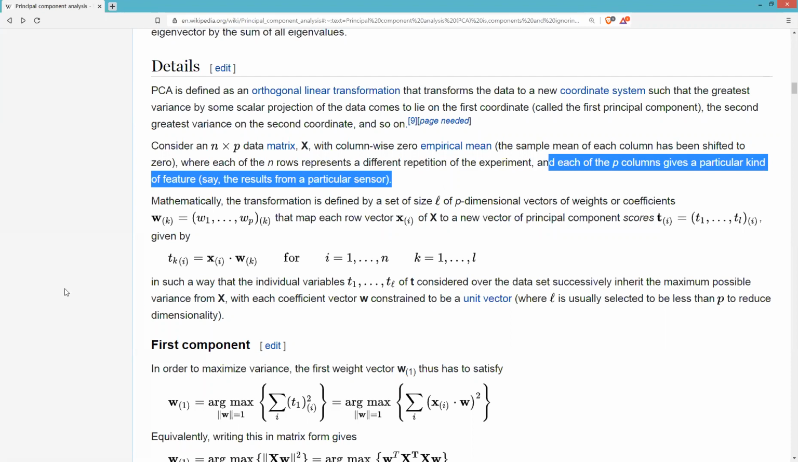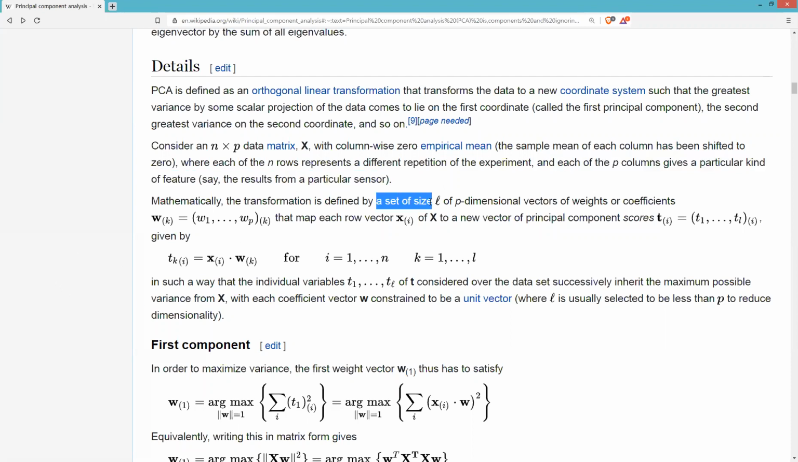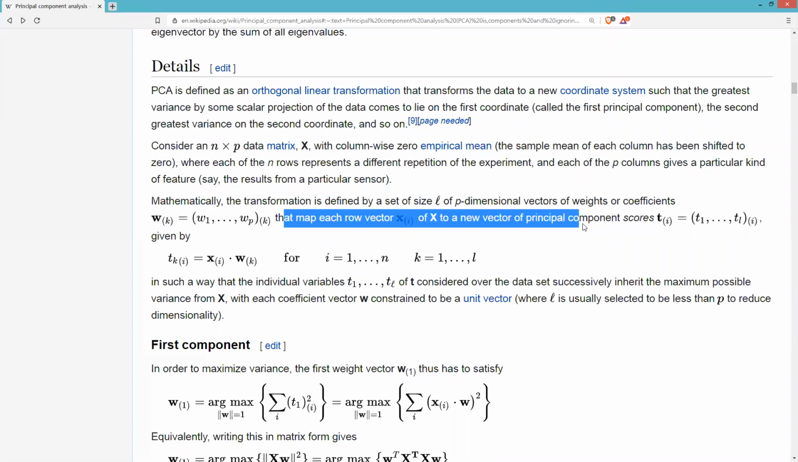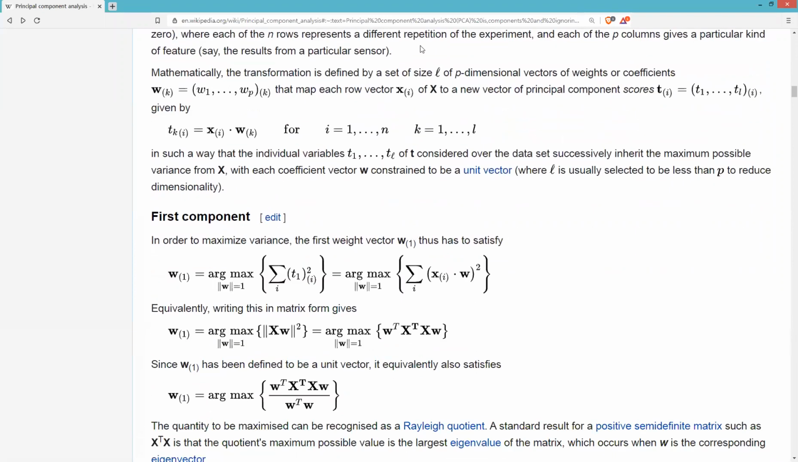So mathematically, the transformation is defined by a set of size L of p-dimensional vectors of weights or coefficients, W1 to WP, that maps each row of x_i of X to a new vector of principal component scores like this. So what it does is, and this is now very important.